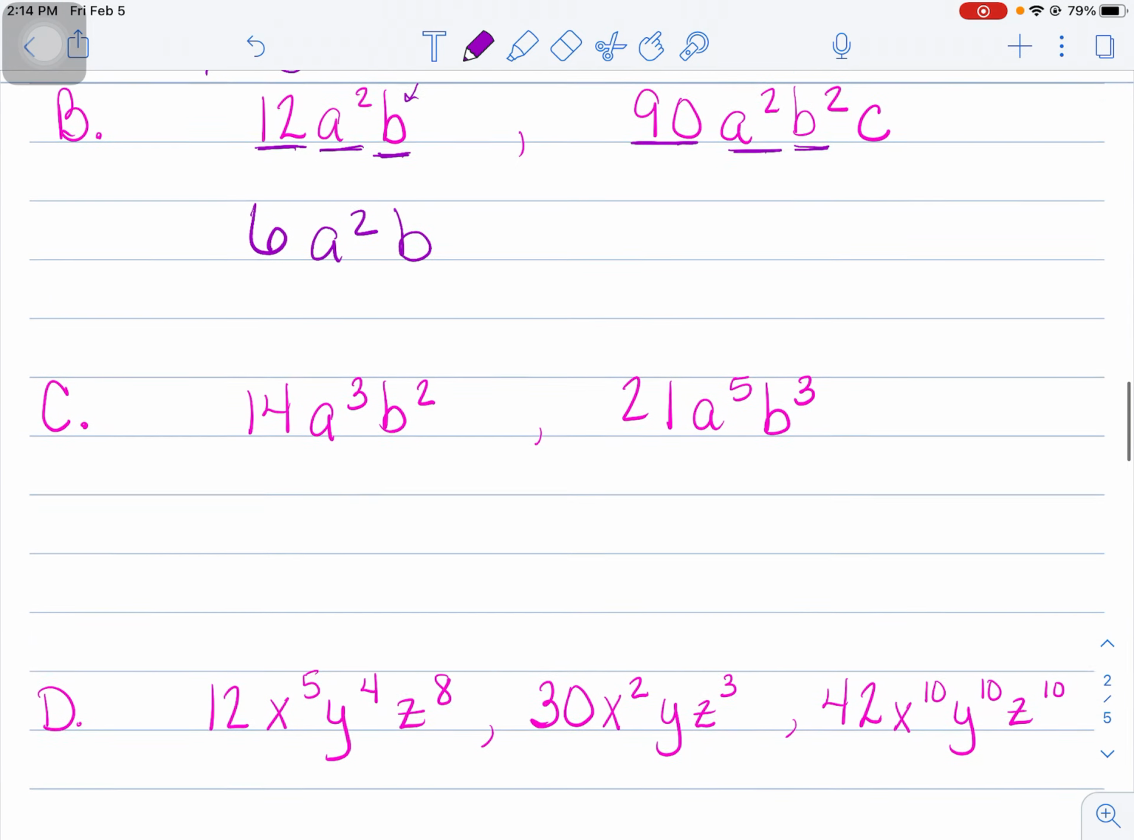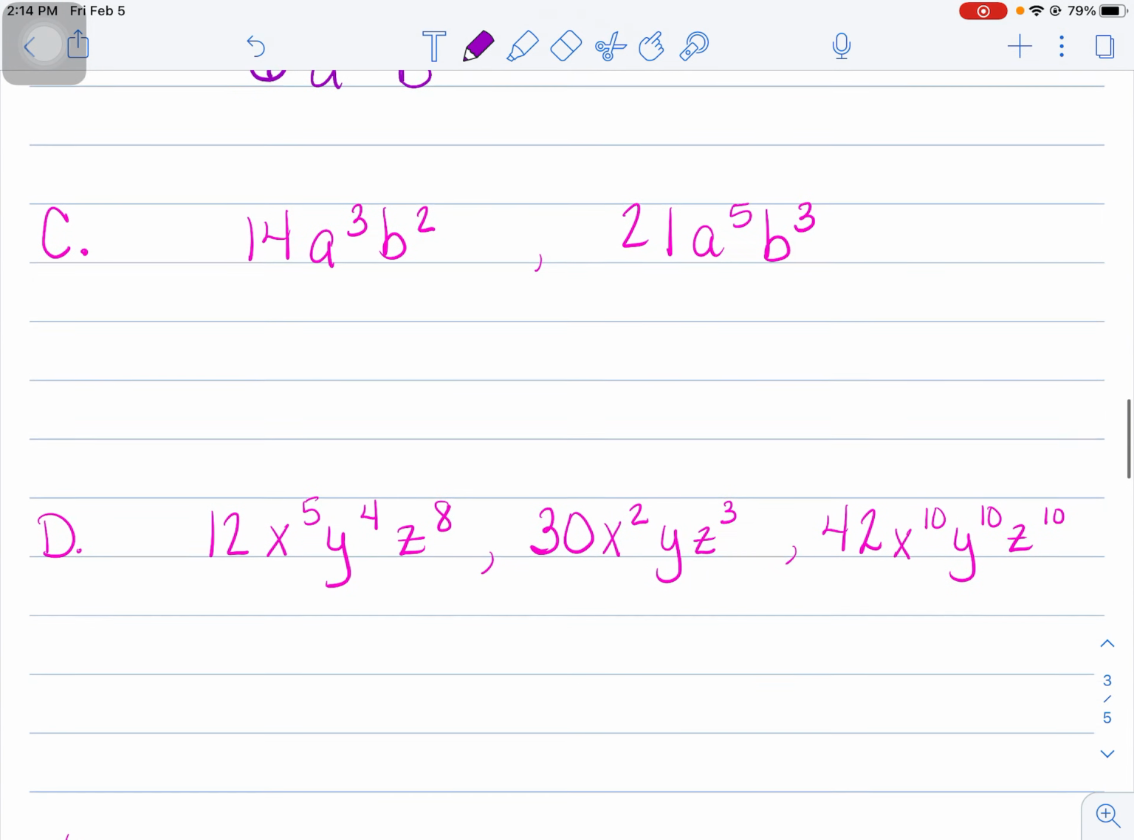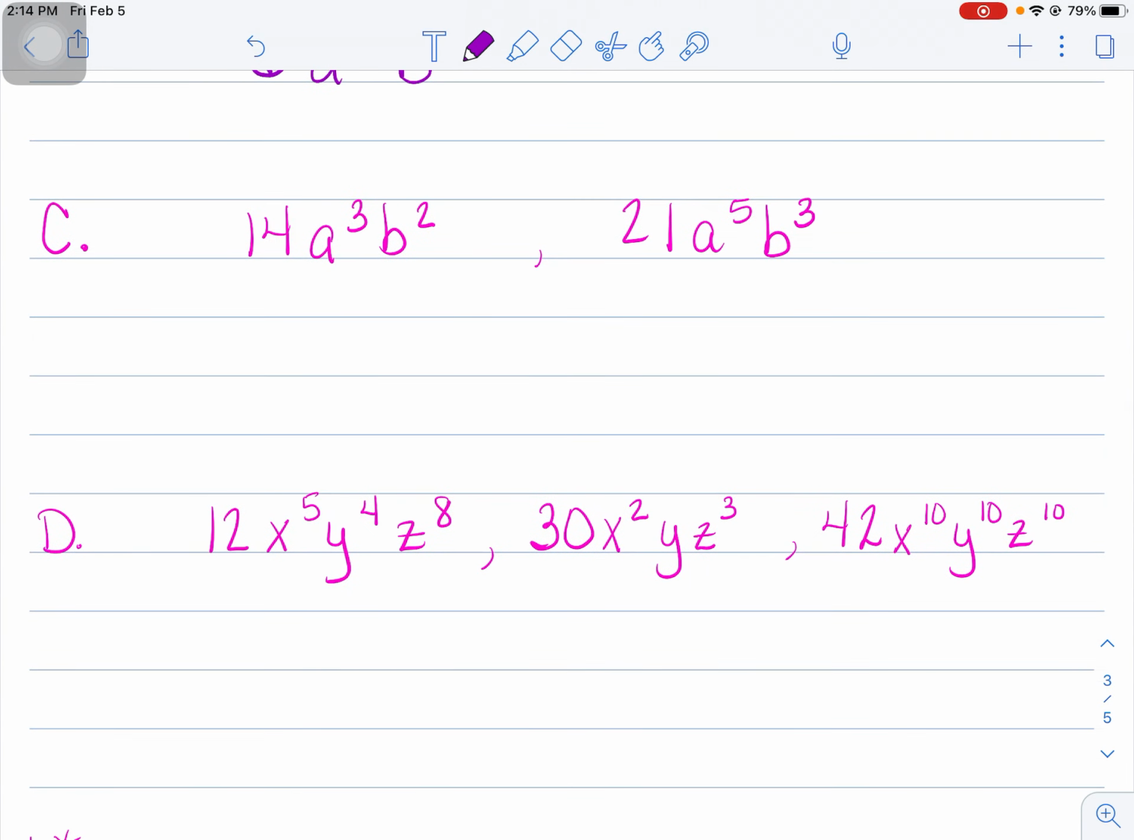All right, you try C and D. Pause and then see how you do. All right, for C, we have 7a cubed b squared.